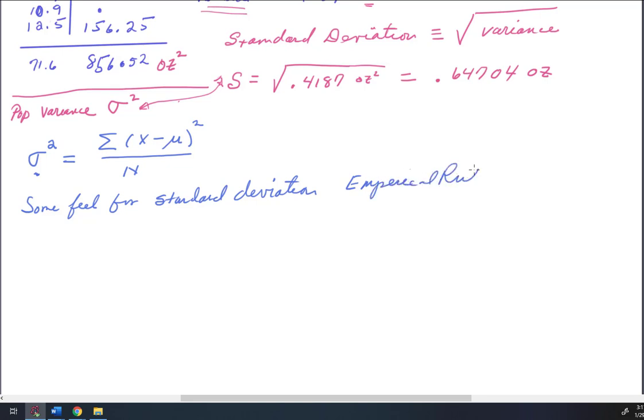rule, which says that if a population is normal, now we've tested for normality, we've talked about it, we haven't given a precise definition, but we should have an intuitive definition that normal means that our data peaks over the mean and falls off symmetrically to the left and the right and gives us sort of this bell-shaped curve.